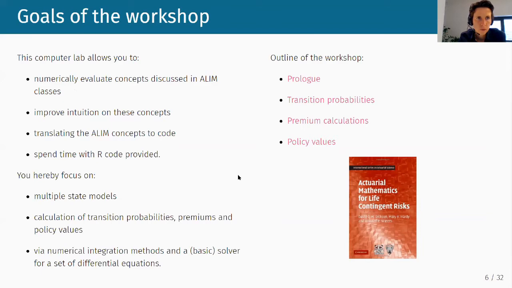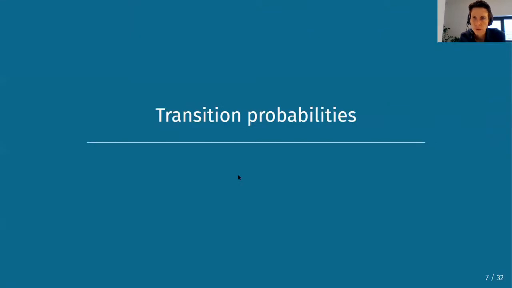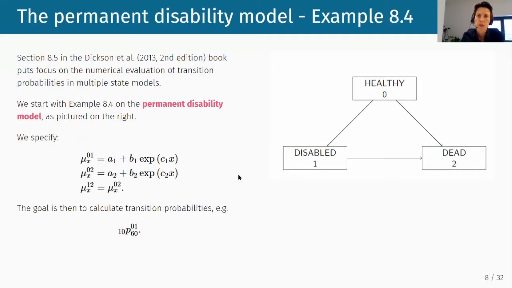All right, so here we go. I'm going to start with the first example on transition probabilities. That was example 8.4 from our book. We're going to start with the permanent disability model. That's an easy setup where we can make a transition from state 0 to state 1, from 0 to 2, and from 1 to 2. Given are the transition intensities that come with those allowed transitions.